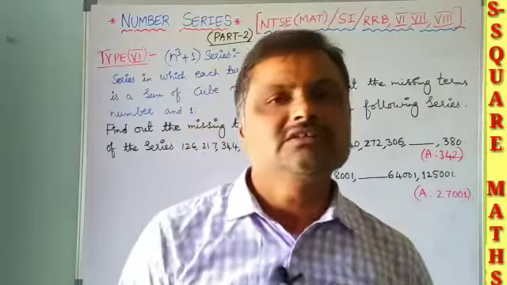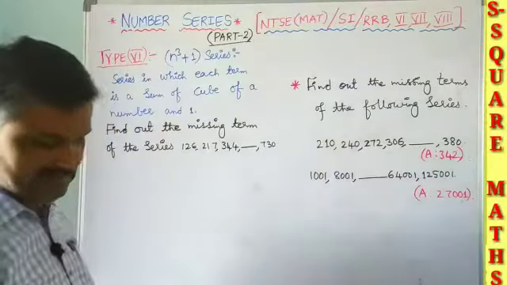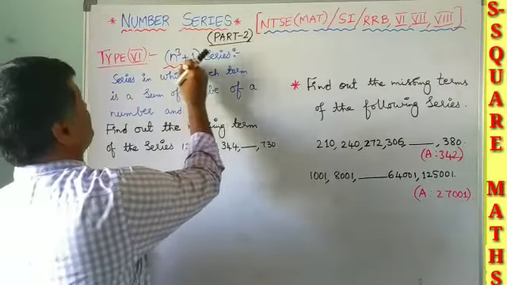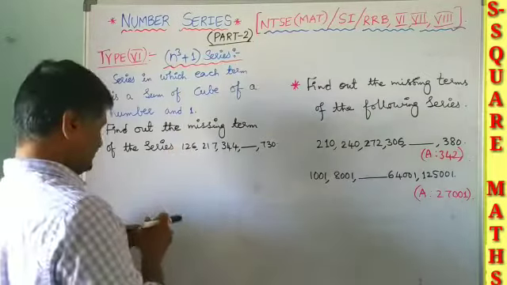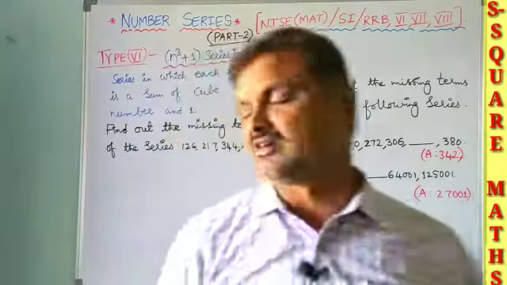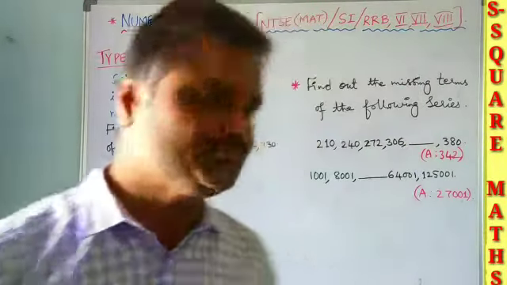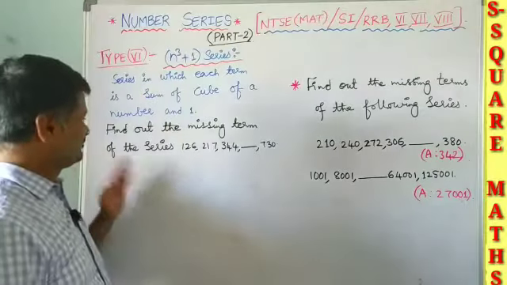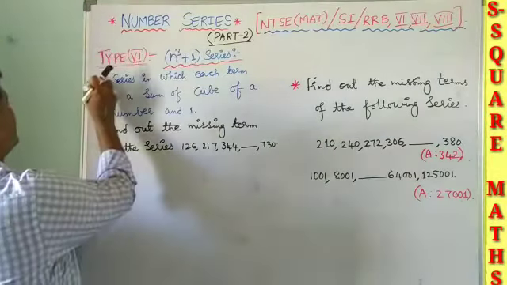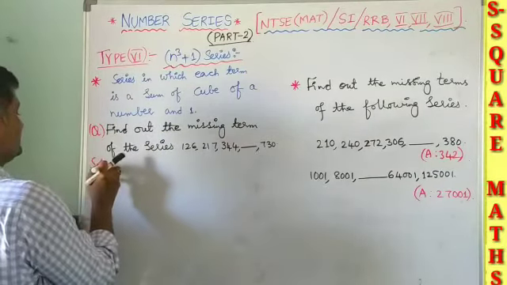Let us go for type 6 now: n cube plus 1 series. So the cube of the number added by 1, n³ plus 1 series. A series in which each term is the sum of the cube of a number and 1, nothing but n³ plus 1 series. So find out the missing term of the series. Related to this, now a problem. This is a question and this is our statement. So let us go for the solution.